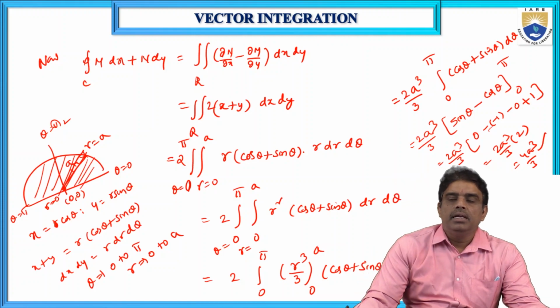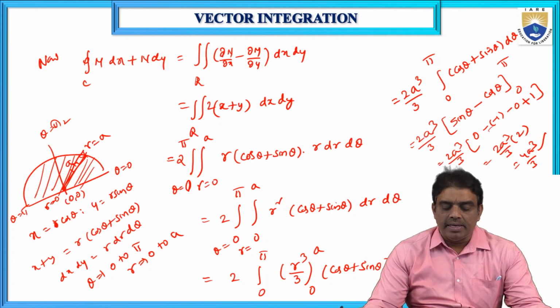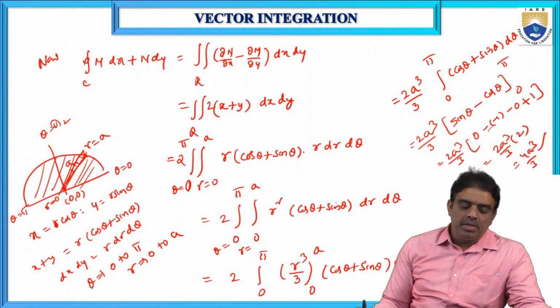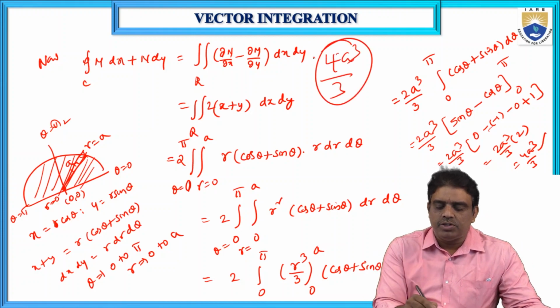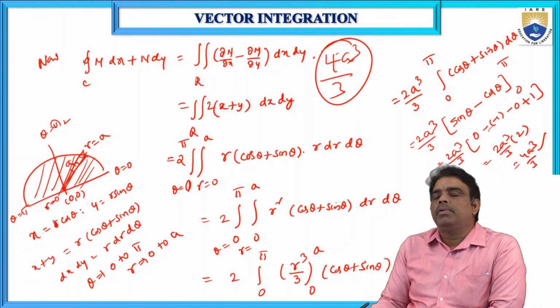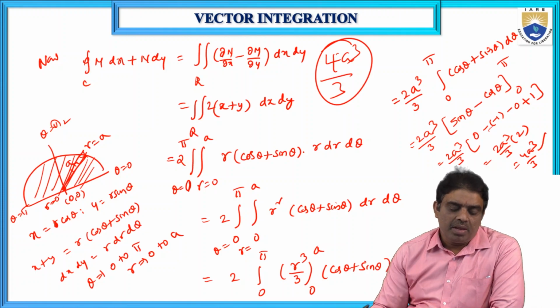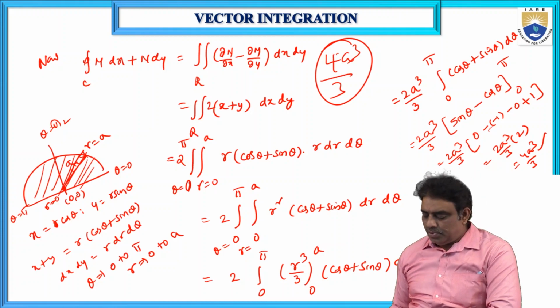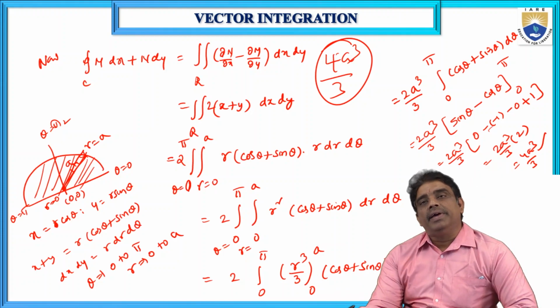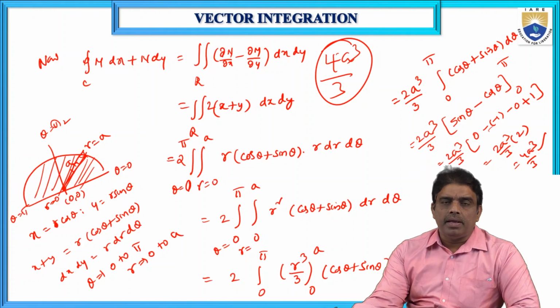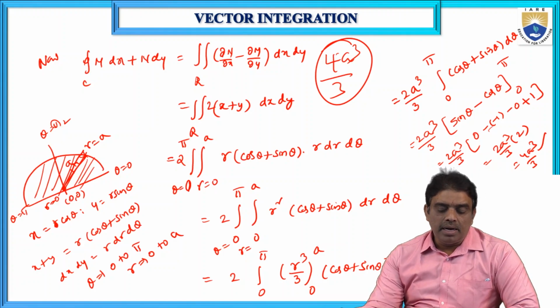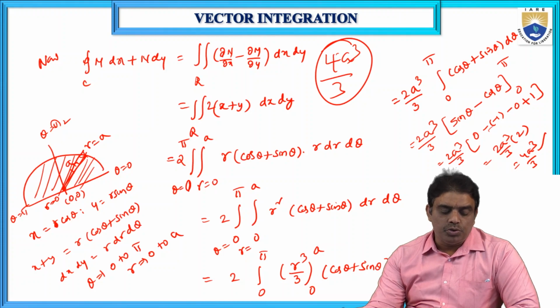So this is the solution of the problem. The answer is 4a cube by 3. That is the required solution of the given problem on applying Green's theorem in a plane. In that way you can evaluate the double integral or line integral according to Green's theorem in a plane, and you can also verify problems using Green's theorem.